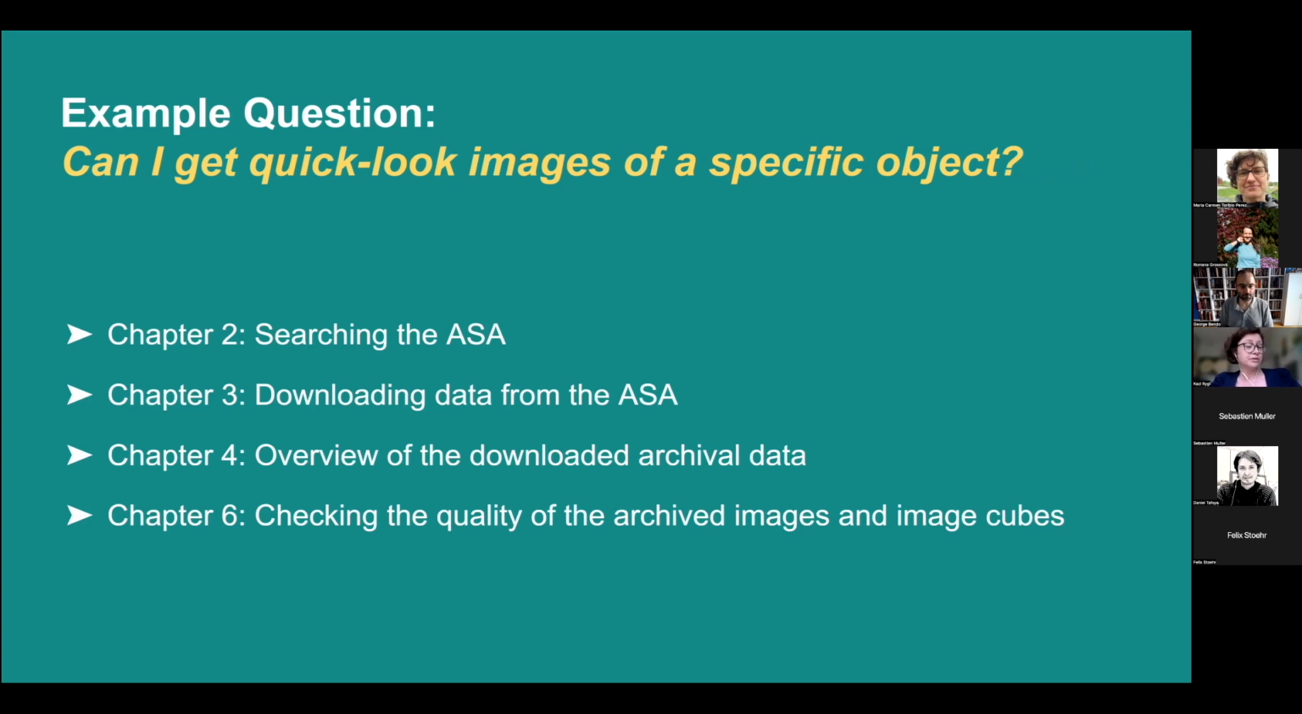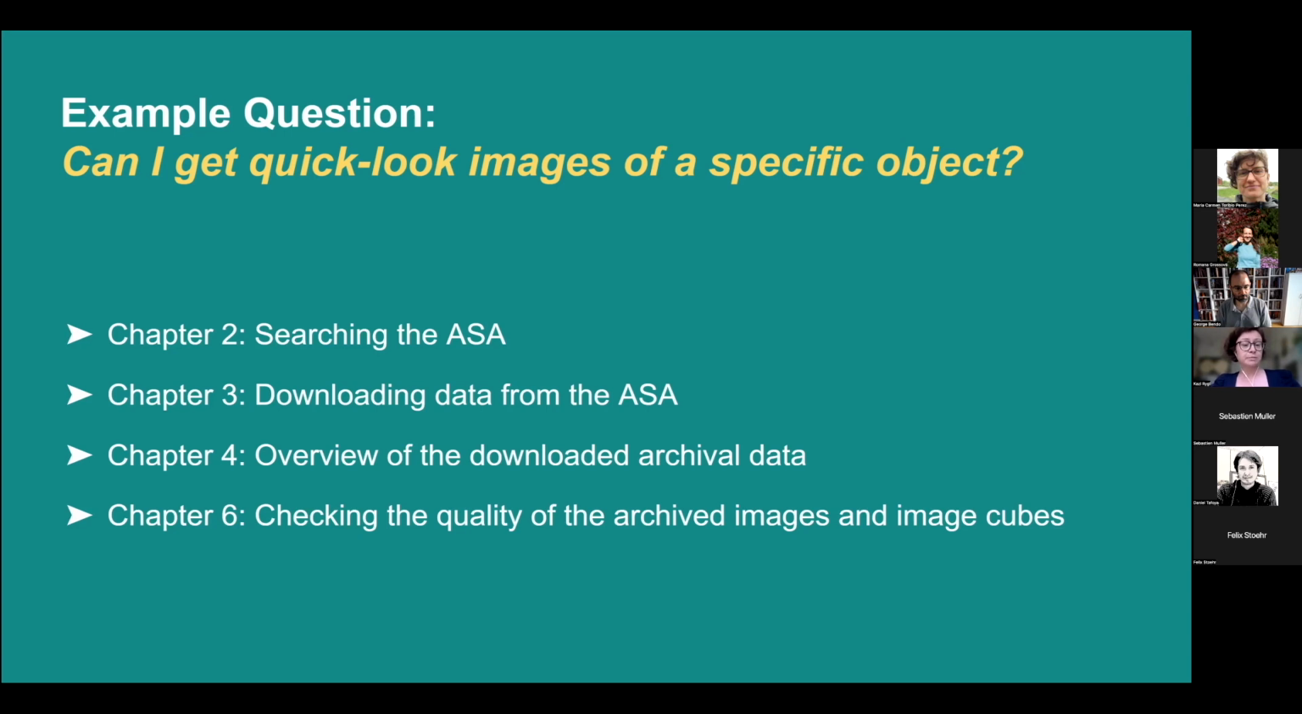So then to the second question, can I get quick look images of a specific object? To start with this question, first of all, you need to find out whether that specific object has been observed by ALMA. So you start in chapter 2, searching for this specific object in the ALMA Science Archive to see whether you find hits at the band and the array that you are interested in.